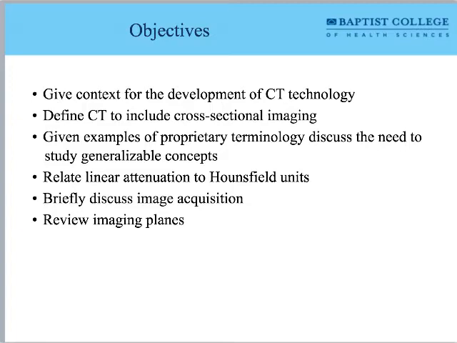Then we'll move on to image acquisition, just a brief overview of it, and then talking about different imaging planes, because I wouldn't want us to be confused talking about different imaging planes.